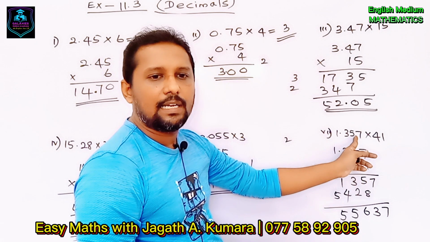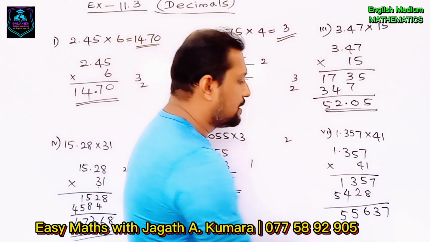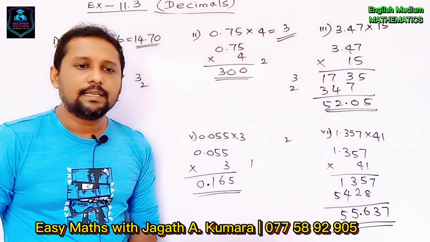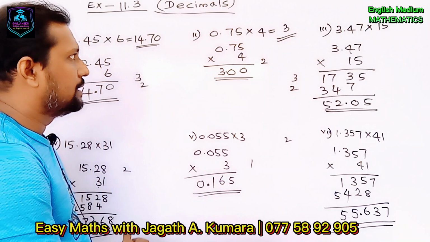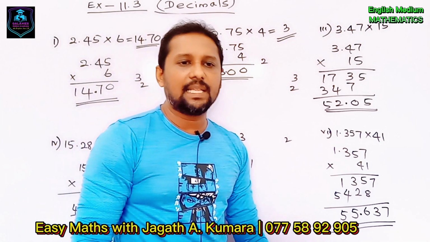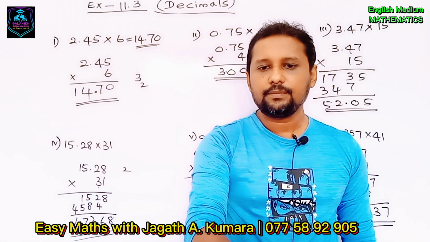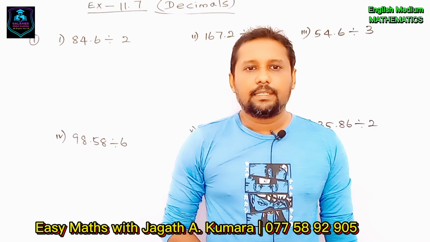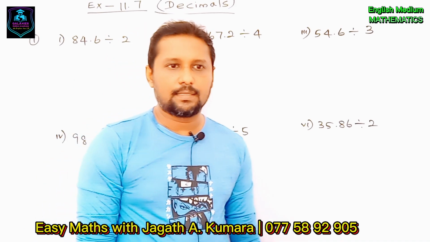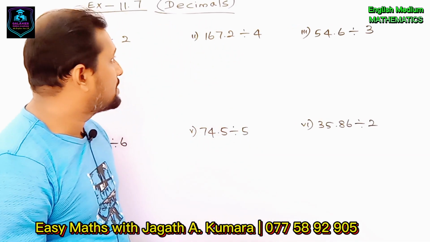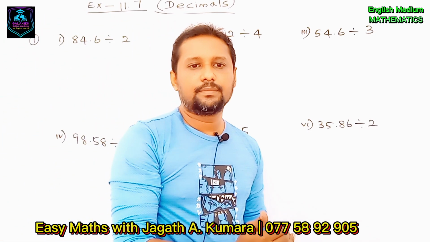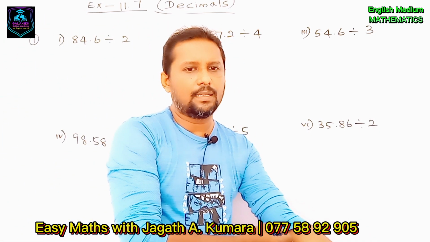Then you check how many decimal places. There are 3 decimal places, so finally there are 3 decimal places. Right? It is the decimal number multiplied by a whole number. Answers getting method. Right. Then let's go to discuss the 11.7 exercise answers. The 11.7 exercise is a decimal number divided by a whole number. Right. Now look at how we can get the answers.